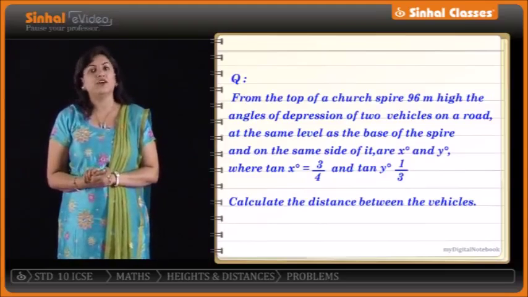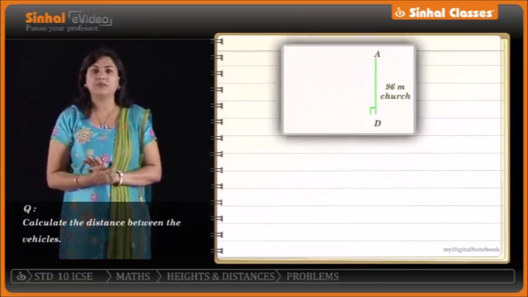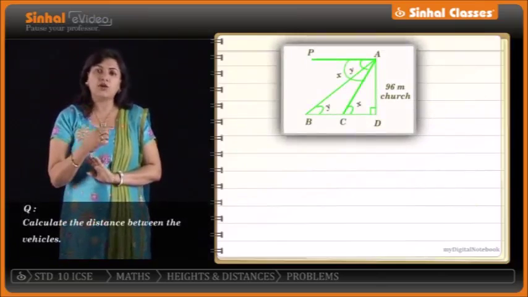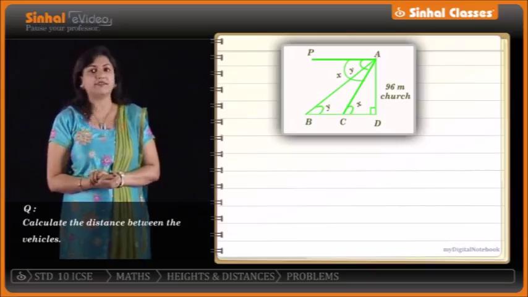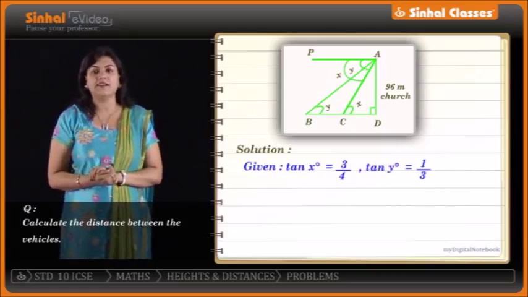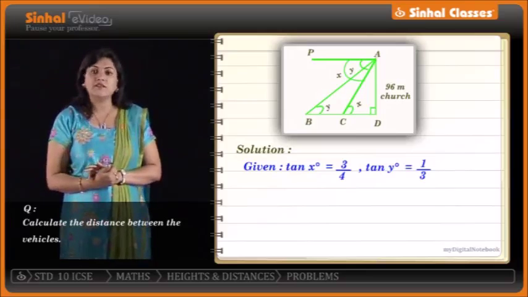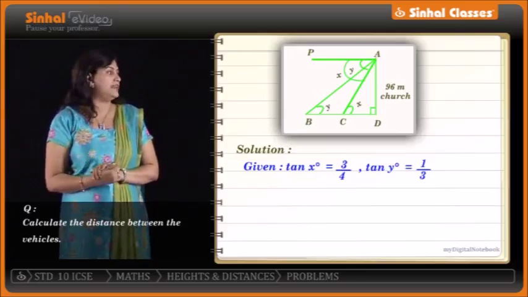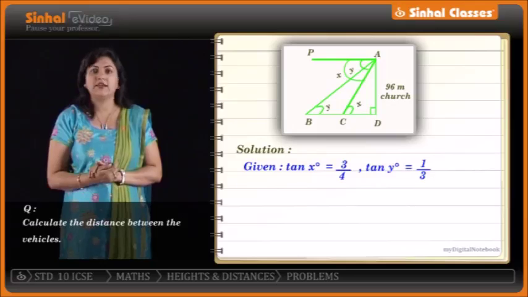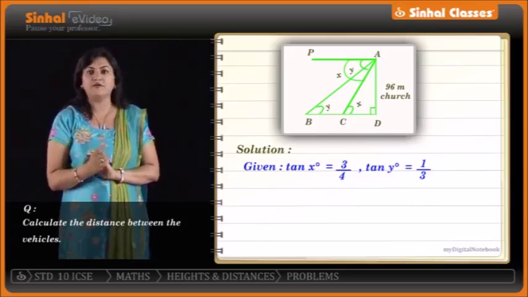We first of all take the church spire as AD. Now we are given angle of depressions as x and y degrees. Now we also have tan x is greater than tan y. So obviously angle x is greater than angle y. So we mark the angles of depression. Now we can take angle ABD as y and angle ACD as x. We have two right angle triangles. We want to calculate the length of BC.